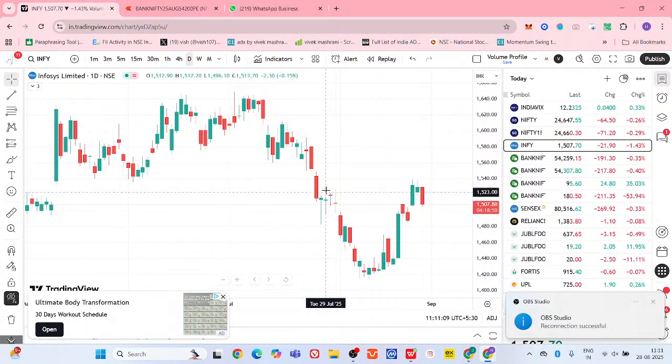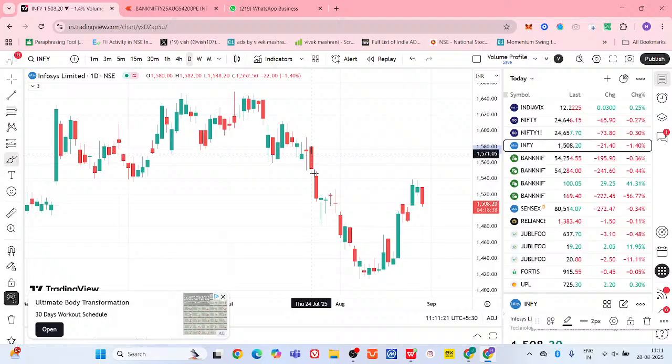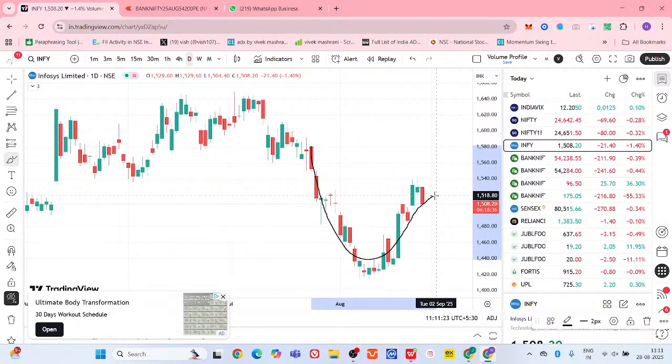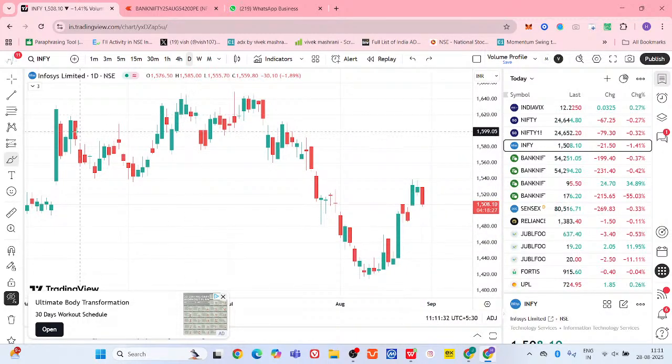Now see Infosys. People say this was a strong support. They started buying. Then what happened? Completely like this. Now what is the pattern being formed? It is forming a type of cup. It may form a handle or it may form a W also. So for that we need to patiently wait and see whether it forms.